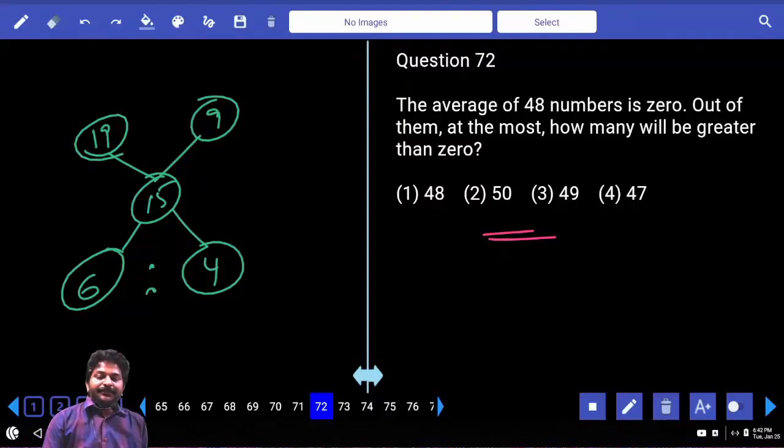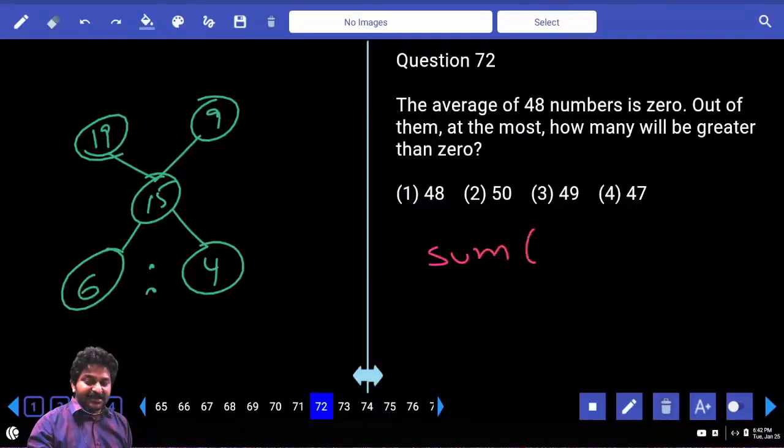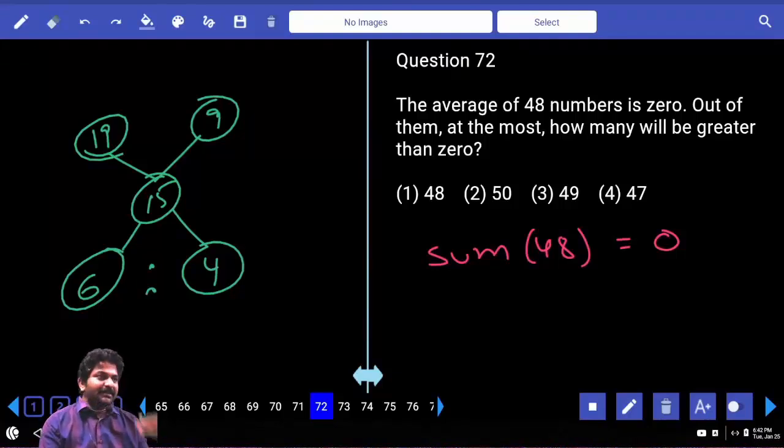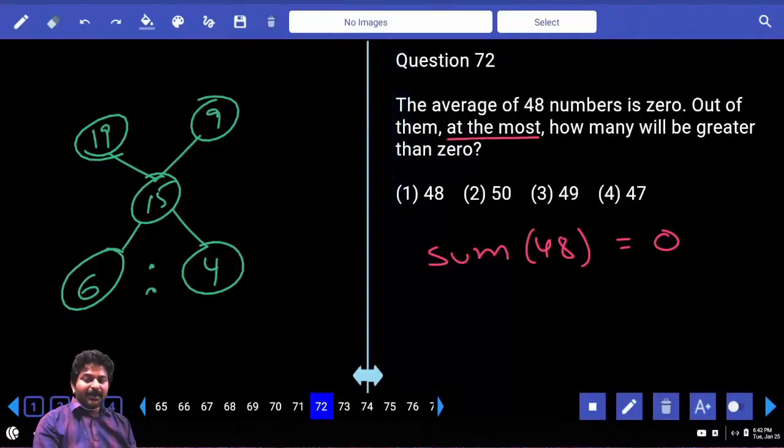Next, the average of 48 numbers is 0. Then the sum of 48 numbers is also equal to 0. If the average is 0, the sum of 48 numbers is also 0. Out of them, at most, maximum, how many numbers will be greater than 0?